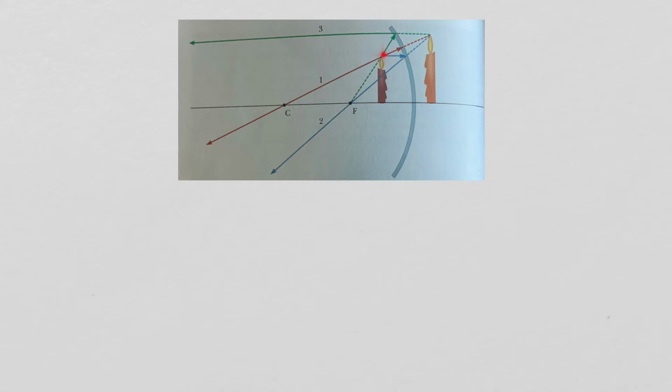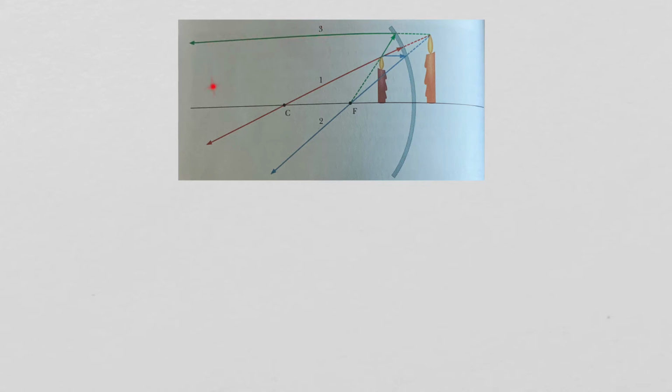Ray number 2 is incident upon the mirror parallel to the optic axis. And then after reflection, it's going to pass through the focal point of the mirror. And finally, ray number 3 is traveling along a direction that passes through the focal point of the mirror. And after reflection, it's going to propagate parallel to the optic axis.